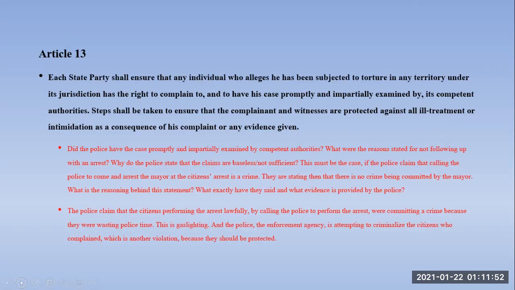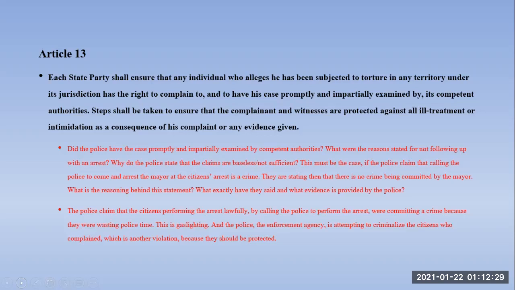the crime. Article 13: each state party shall ensure that any individual who alleges he has been subjected to torture in any territory under its jurisdiction has the right to complain to and to have his case promptly and impartially examined by its competent authorities. Steps shall be taken to ensure that the complainant and witnesses are protected against all ill treatment or intimidation as a consequence of his complaint or any evidence given.